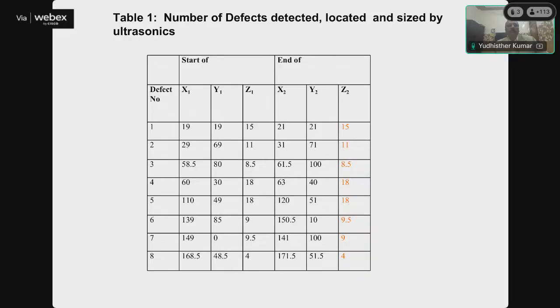So here are the number of defects located and sized by ultrasonic methods. These are the 8 defects, and it's their location. And what we see is that one is 15 mm, 11 mm, 8.5 mm, 18 mm. All these 8 defects are artificially developed in the artifact and then determined and located by ultrasonic methods.